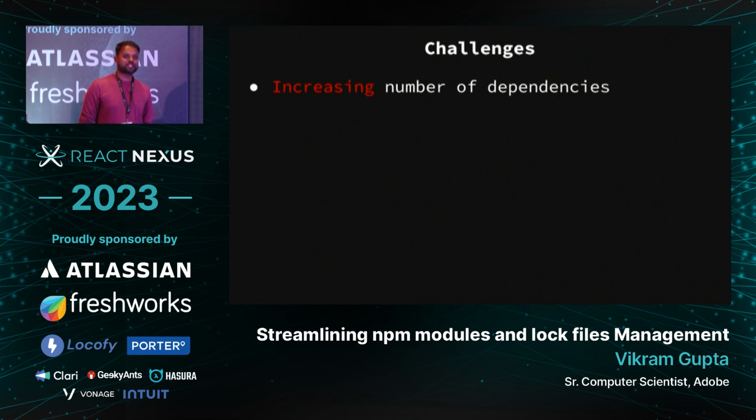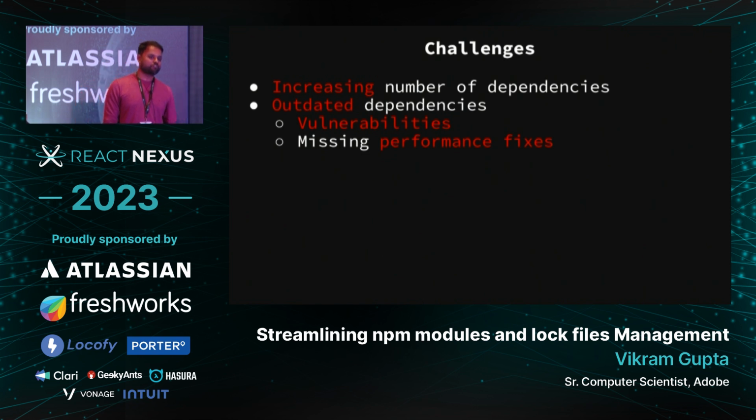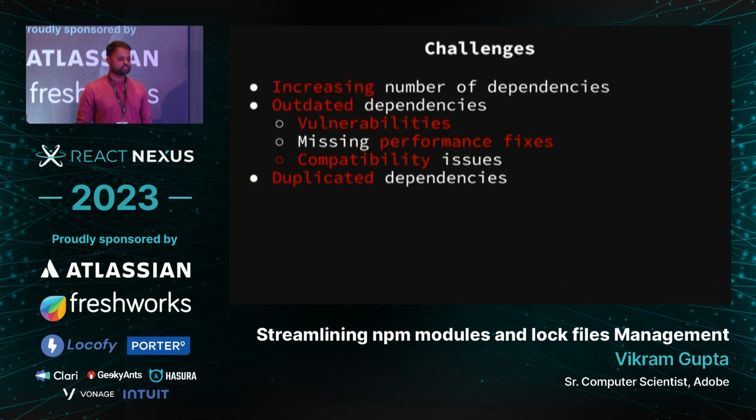The first challenge which I see is the increasing number of dependencies. When we start, the dependencies are small and easy to manage, but with time the number of dependencies increases and it becomes mammoth. If you don't update it from time to time, those are outdated and it comes with its own issues like vulnerabilities. I think Love yesterday discussed how dangerous it is to use a vulnerable NPM module. If you don't update, you miss a lot of performance fixes and feature fixes. Compatibility issues also arise, because once your NPM module is outdated, when you install a new module, it will give a lot of issues.